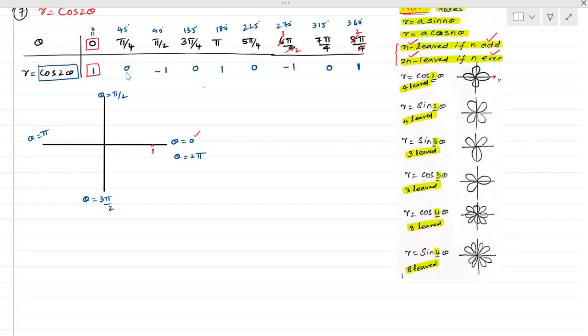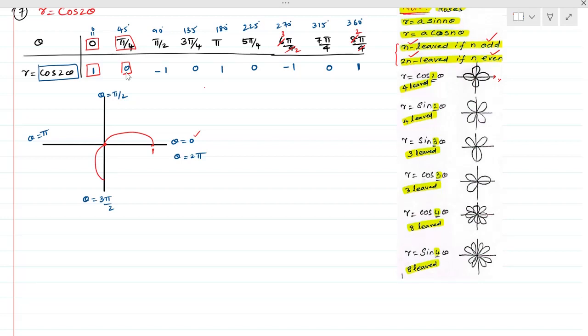Now the next one, theta equals pi over 4. So r is going to be 0. R is going to be a 0 value. So it will be 45 and the value will be 0. It goes to 0 here. Now it goes from here to here. First value, this is done. This is also done. 45, 0. Now 90, cosine 2 theta is minus 1. Therefore, it is going in the negative direction. So this is the minus 1 here.